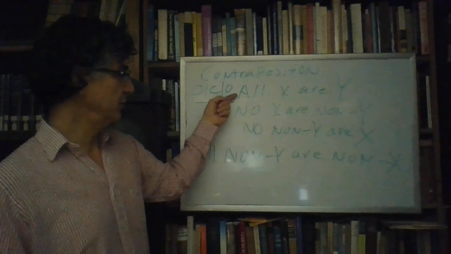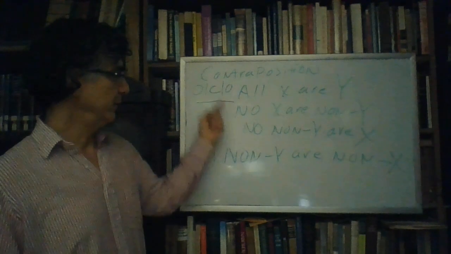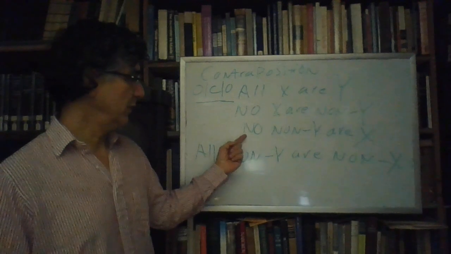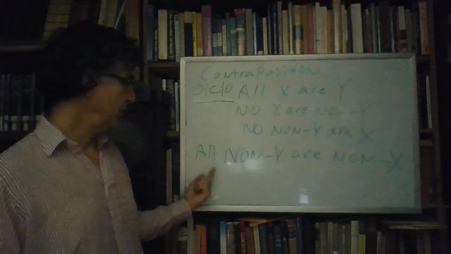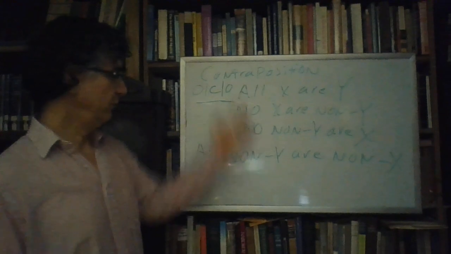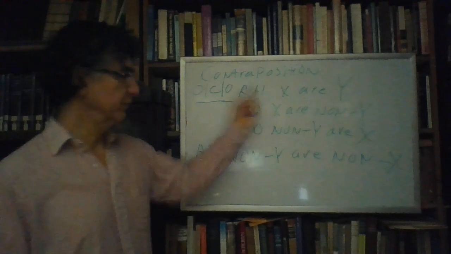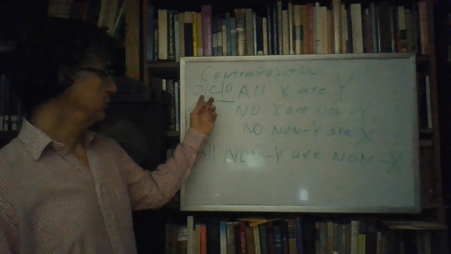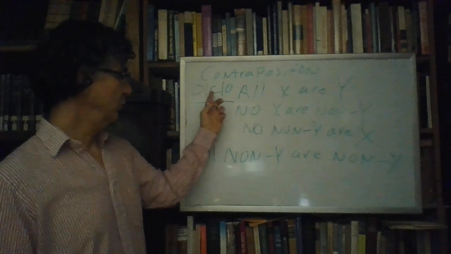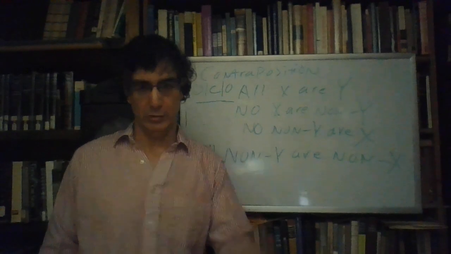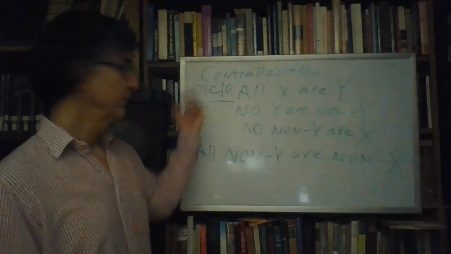So we have the original proposition, all x are y. We averted to no x are non-y. We converted, no non-y are x. And then we averted, all non-y are non-x. And that's the full contrapositive of the original proposition. Okay? So here, we avert, we convert, and then we avert. Just remember OCO, right? Is that helpful?